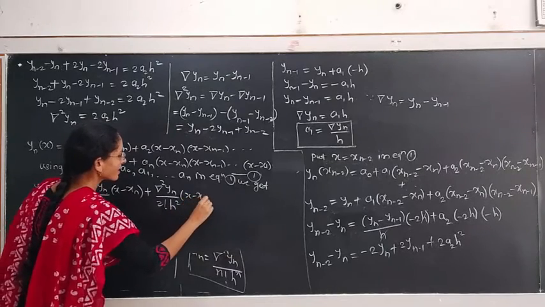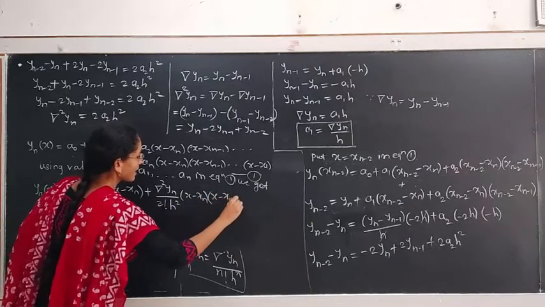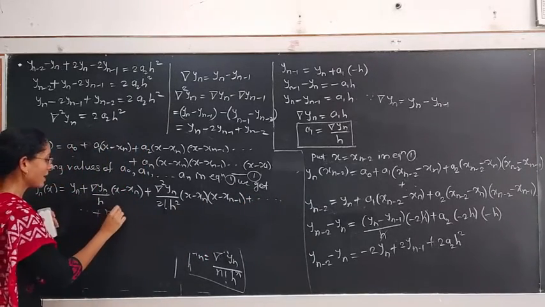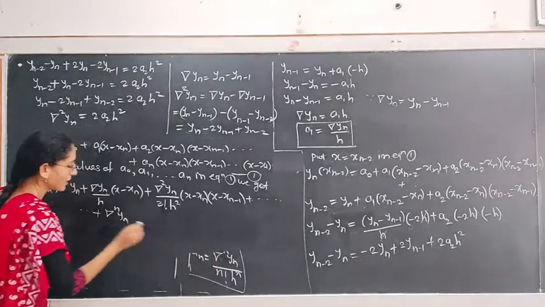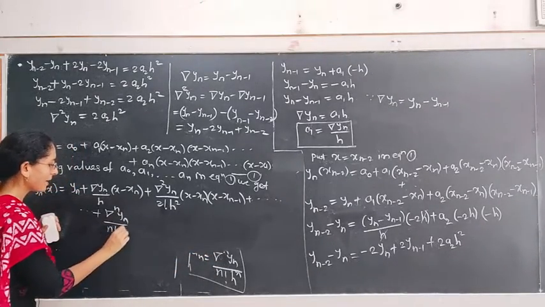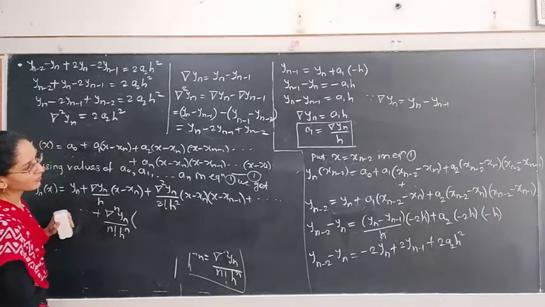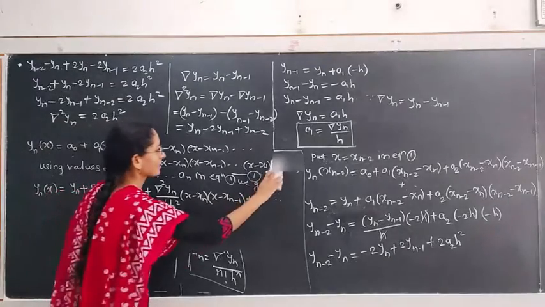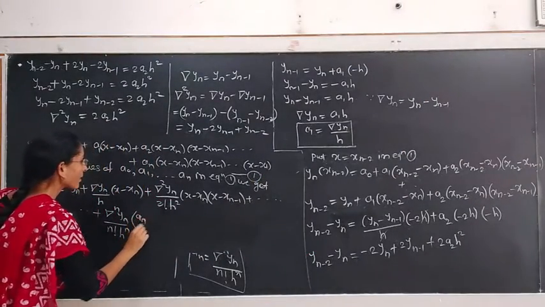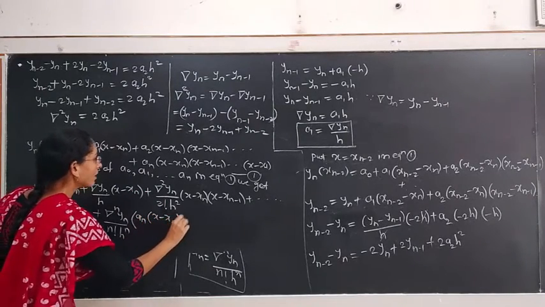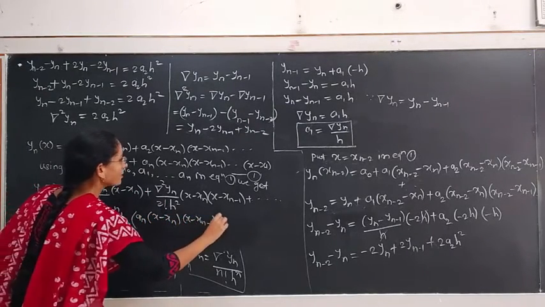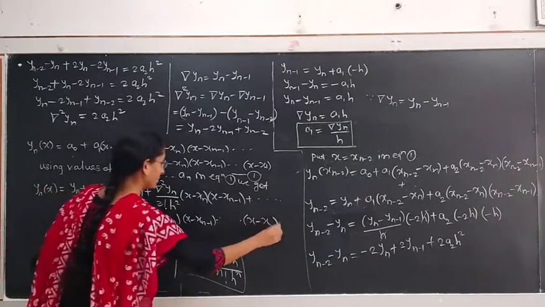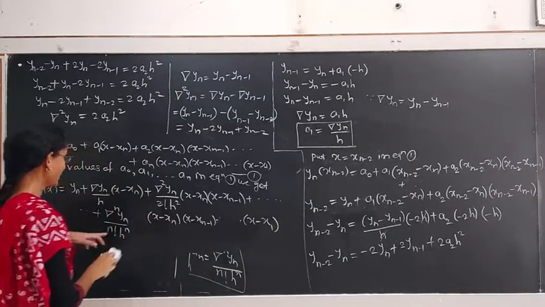Into x minus x_n into x minus x_{n-1}, plus the last term is del raised to n y_n, because an value is del raised to n into y_n upon n factorial h raised to n, into product of n brackets, an into x minus x_n, minus 1 into x minus x1. The value of an is this.